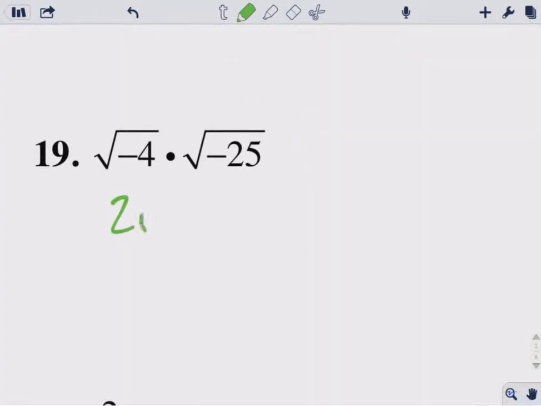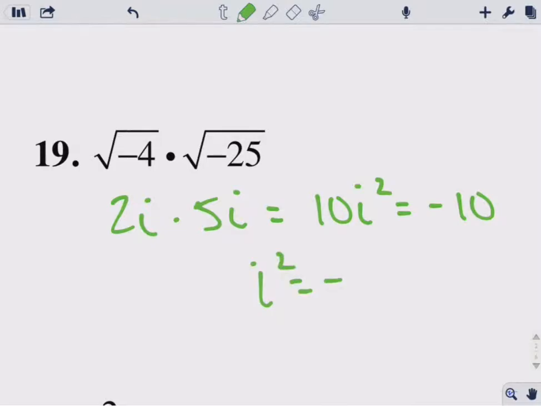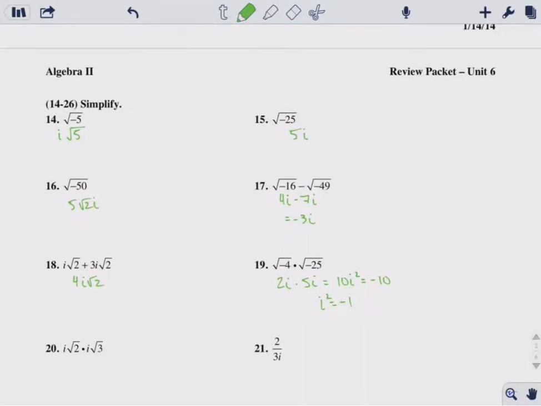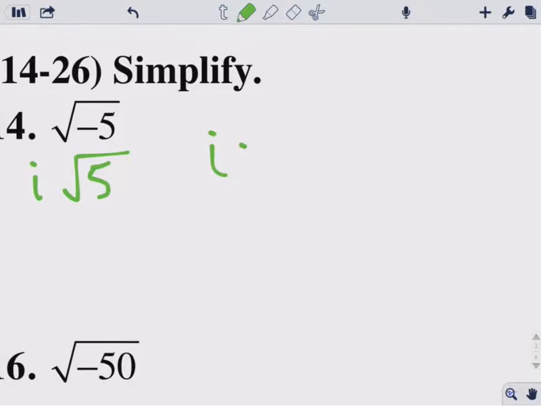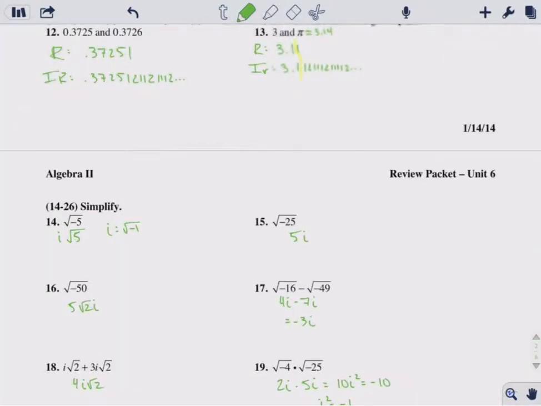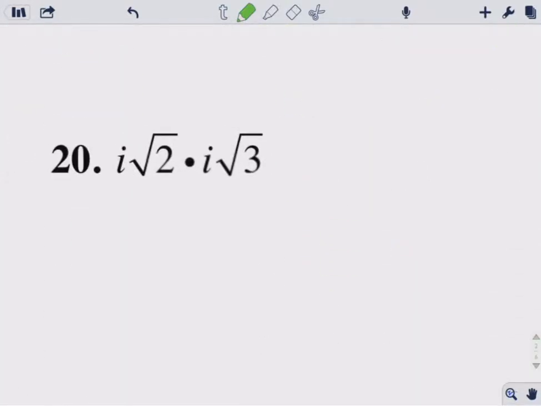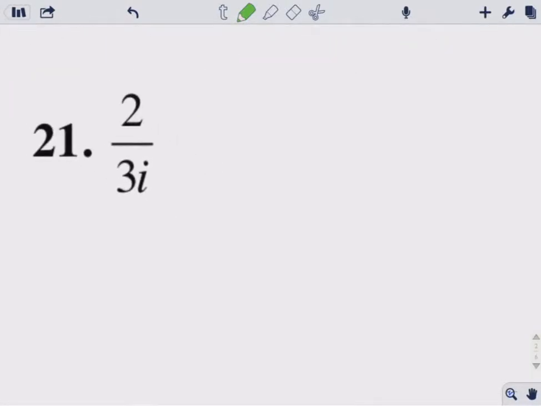This gives me 2i times 5i, which gives me 10i squared, which is equal to negative 10, because remember i squared equals negative 1. Remember up here, i is equal to the square root of negative 1. Over here I get i squared times the square root of 2 times 3, or 6, so I get negative square root of 6, because i squared is negative 1.